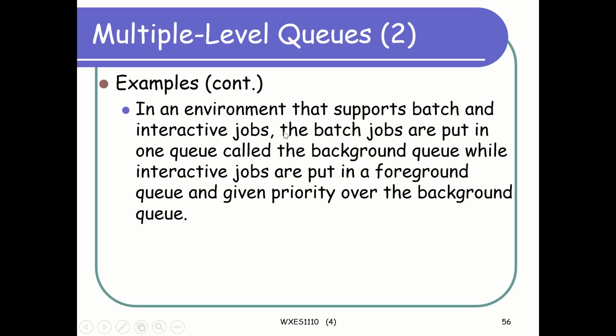For example, in an environment that supports batch and interactive jobs, like the modern computer, the batch jobs are put in one queue called the background queue, while the interactive jobs are put on the foreground queue and given priority over the background queue. So foreground has a higher priority than the background queue, because foreground is in the front, so it will execute first.